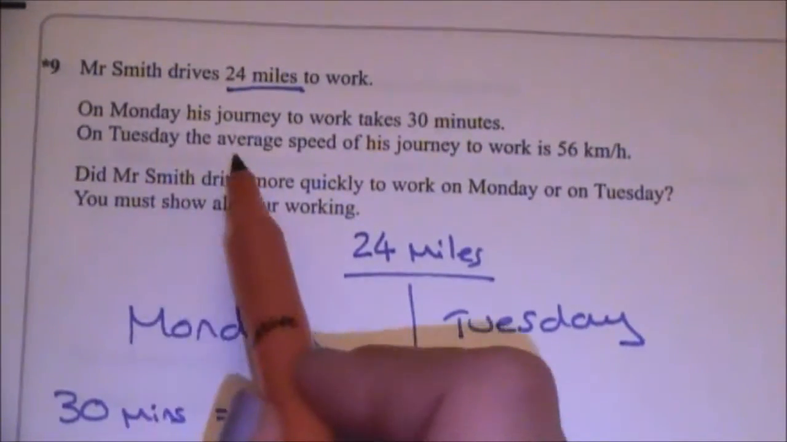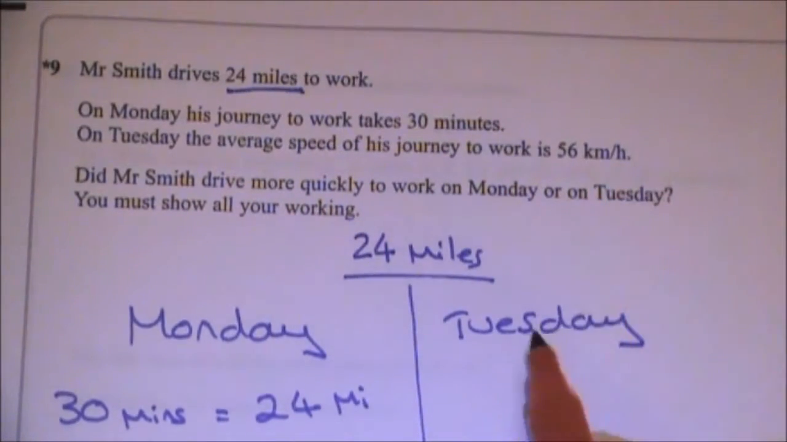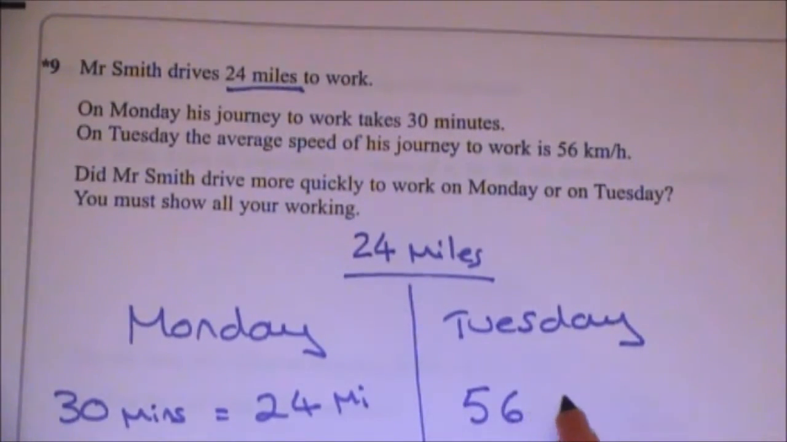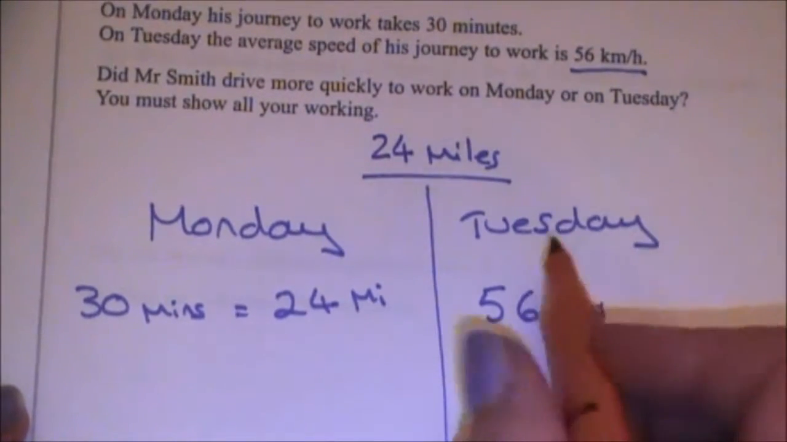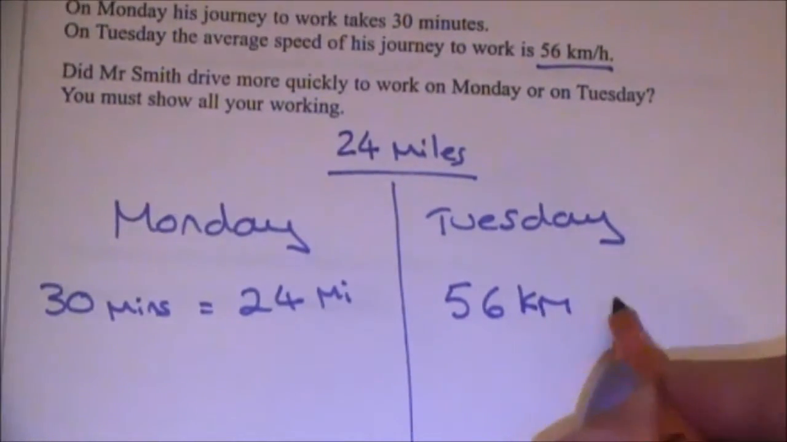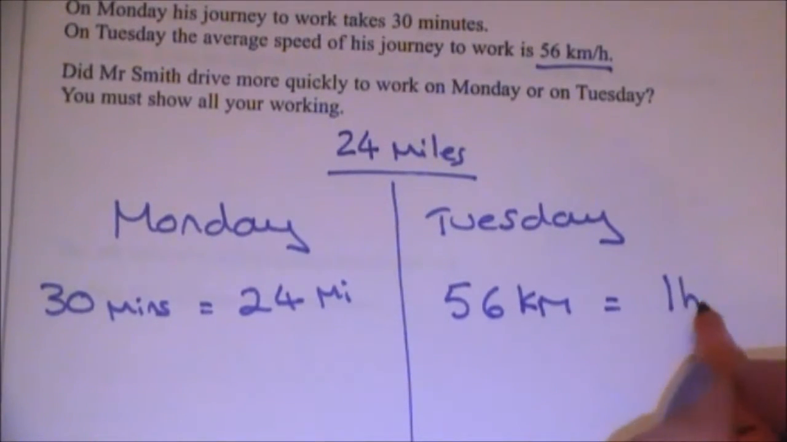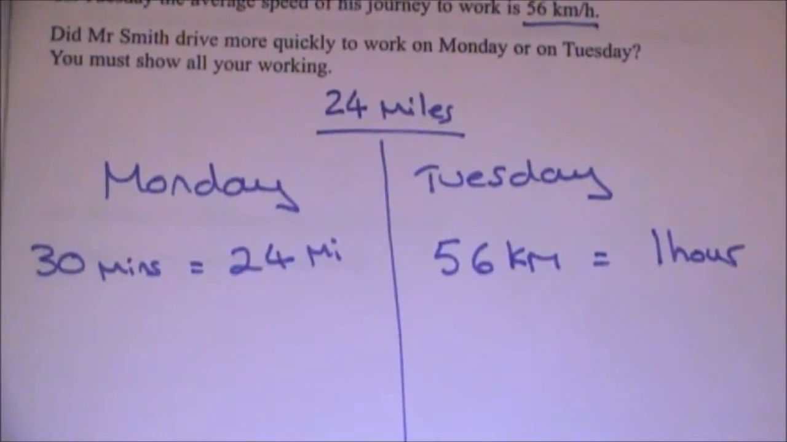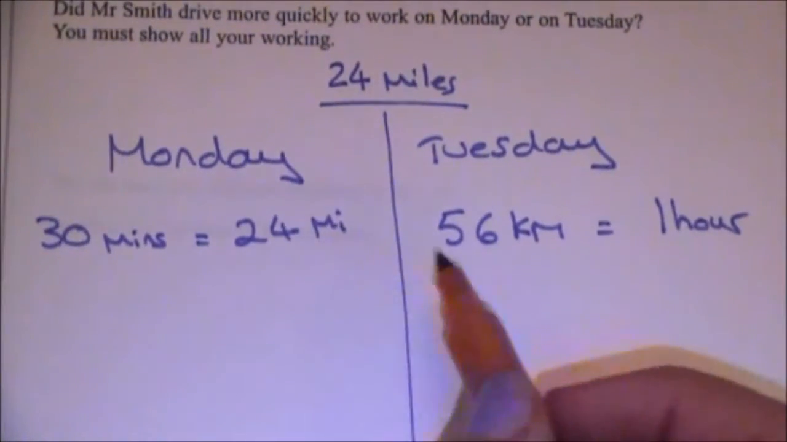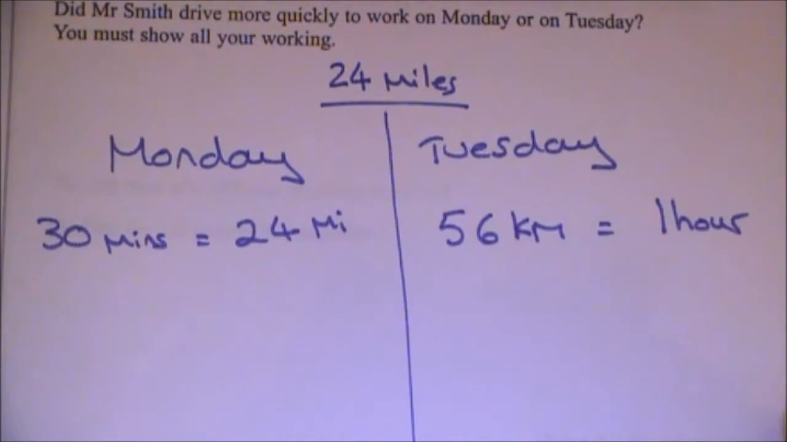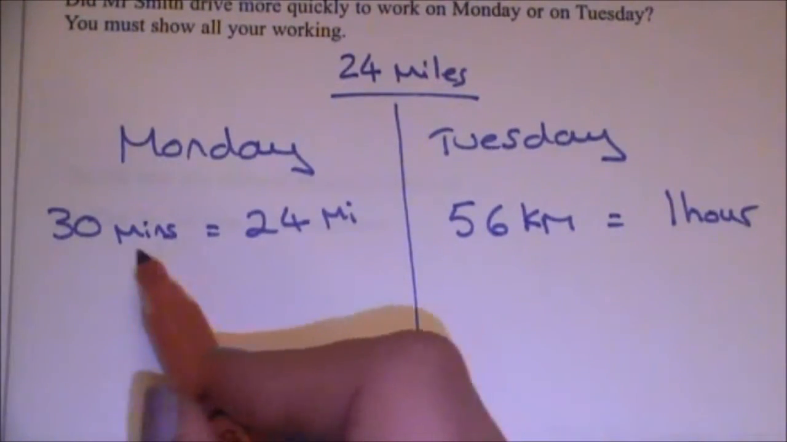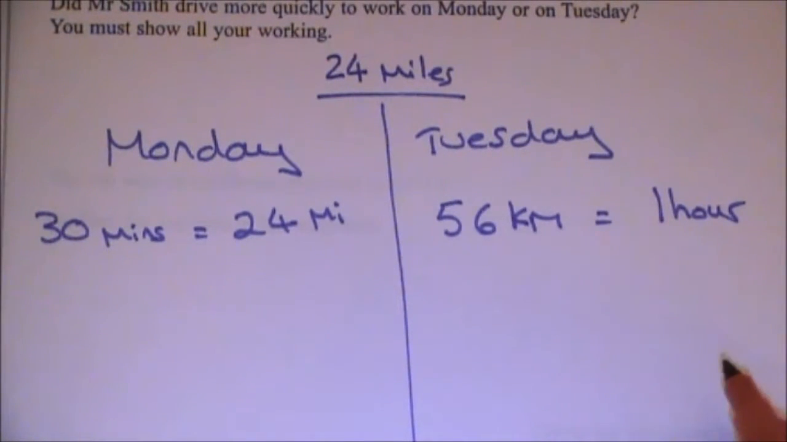On Tuesday, the average speed of his journey to work is 56 kilometers per hour. Now, I'm not going to write it as 56 kilometers per hour. I'm going to say that there's 56 kilometers, and that took him 1 hour. So I can see straight away here that I've ended up with two distances and 2 units of time, none of which are consistent. That's 30 minutes, that's an hour. In order to compare them, I need to make the units of time standard first.